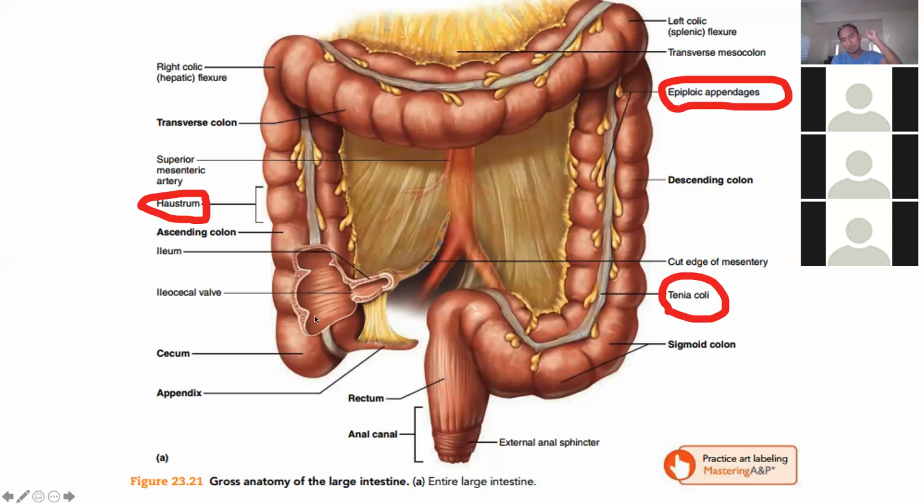So yes, three features: taenia coli, which is the thickened longitudinal muscle. Because of the taenia coli, we have the tethering, which we see as haustrations or haustra, and the little fat globules which are attached. We don't know the significance of that. That is the appendices epiploicae. So these are the three characteristics of the large colon.